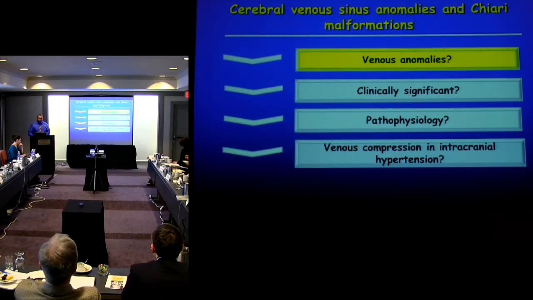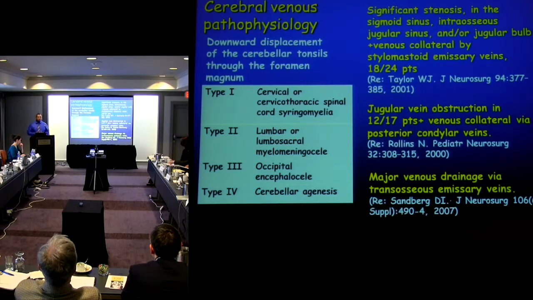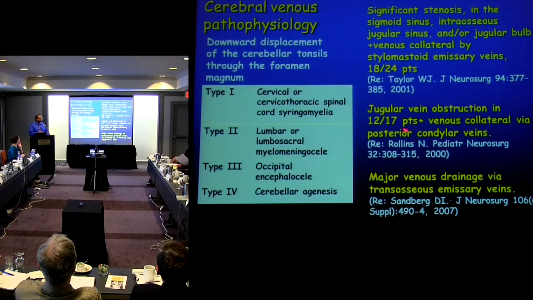So in terms of venous anomalies, we all know what Chiari malformations are, and we all know the types of Chiari malformations that exist, all of them having in common tonsillar herniation. But one thing that has gained attention over the last few years is the presence of concurrent venous anomalies. Some that have been identified are significant stenosis or even occlusion of the transverse sinus, sigmoid venous sinus, and even internal jugular vein. Also present is collateral circulation, which may be a consequence of the stenosis or occlusion, in the form of condylar veins and even transosseous emissary veins that you wouldn't see in normal individuals.